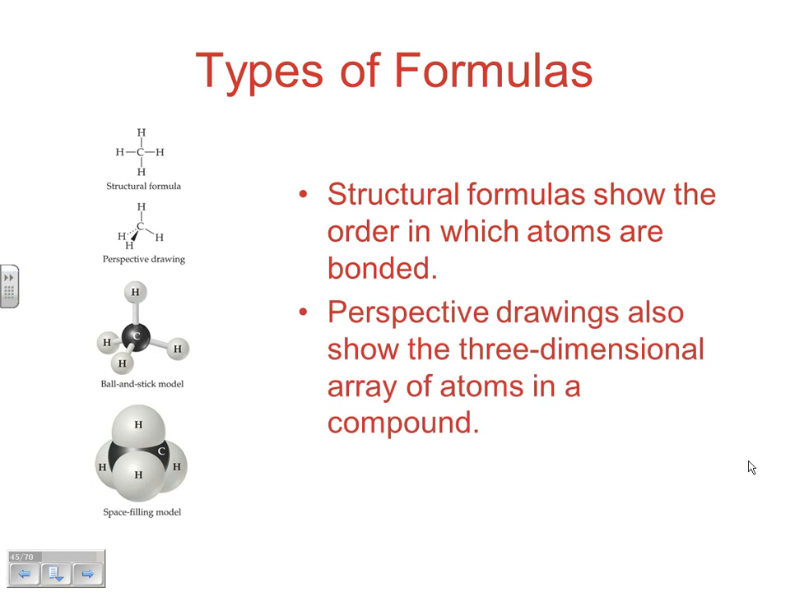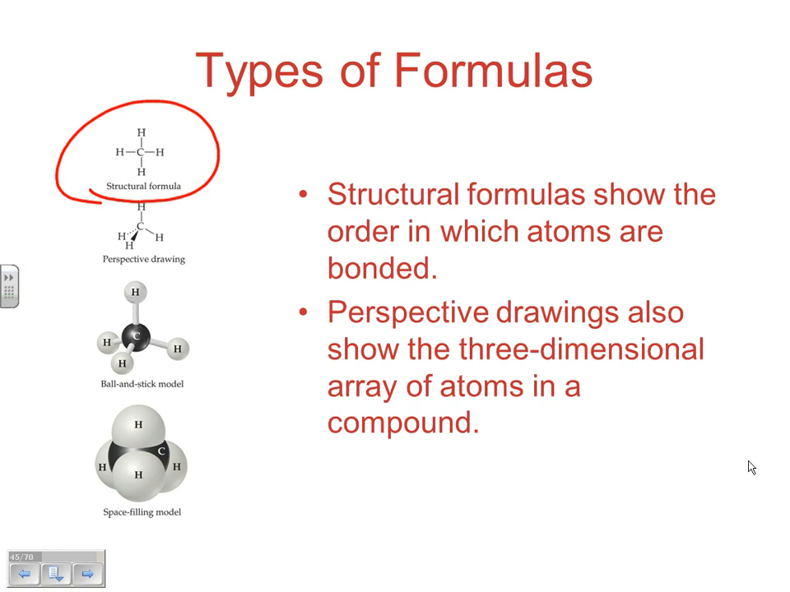Now, types of formulas. One way of describing a formula is to use what's called the structural formula. And it really helps us see how the atoms are bonded together. So this would be our structural formula. You're going to use that very, very, very often in chemistry.